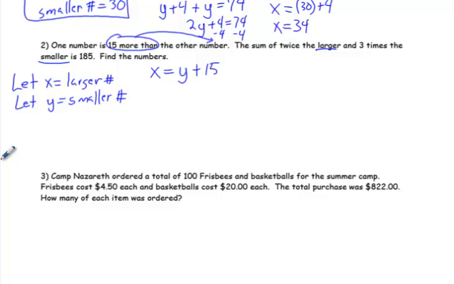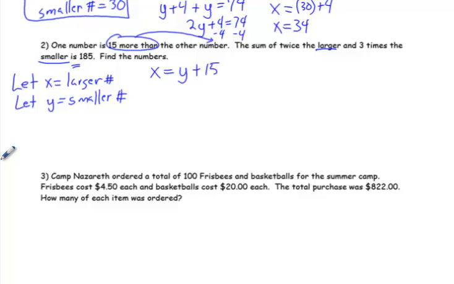All right, now the second sentence gives us our other equation. The sum of twice the larger number and 3 times the smaller is 185. There's our equal sign.